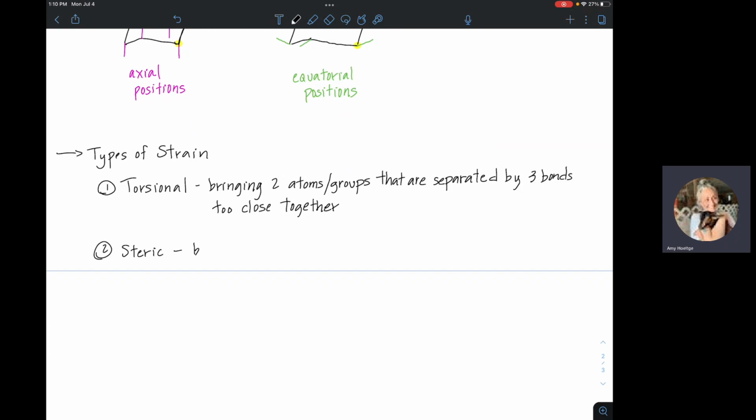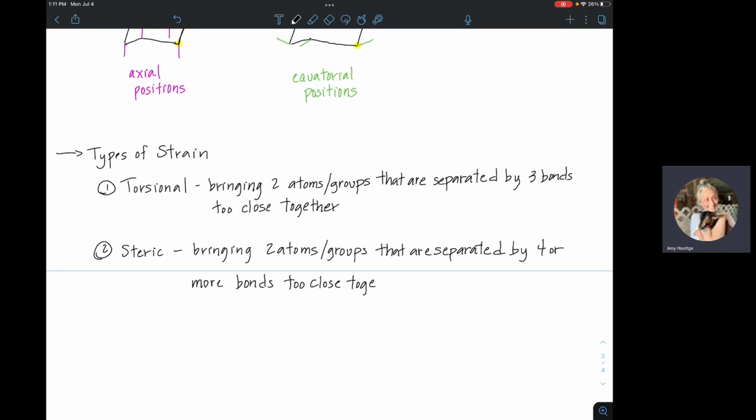So we've got a situation where we're bringing two atoms or groups that are separated by 4 or more bonds too close together. Another form of Coulombic repulsion.